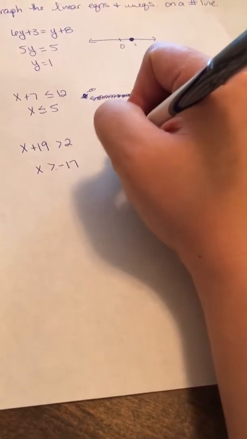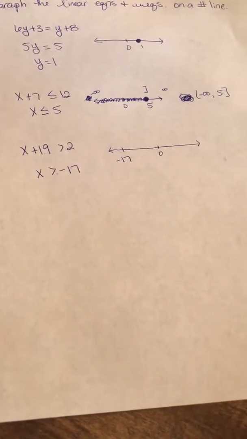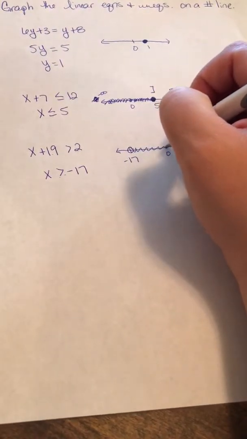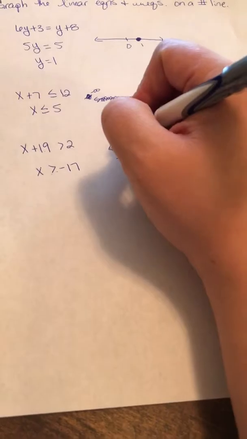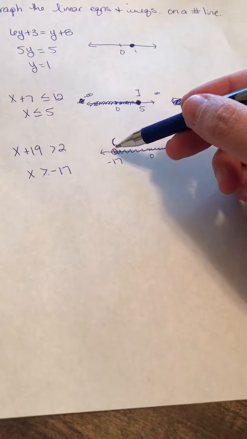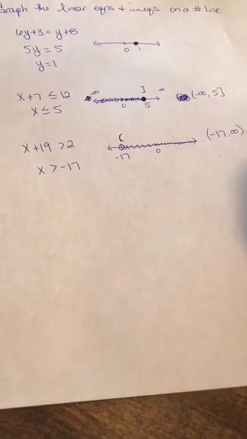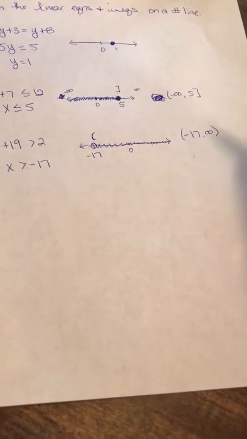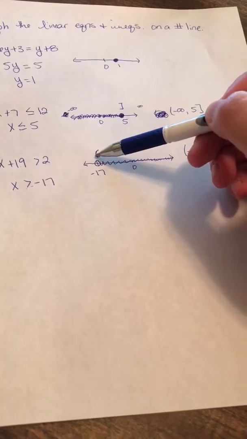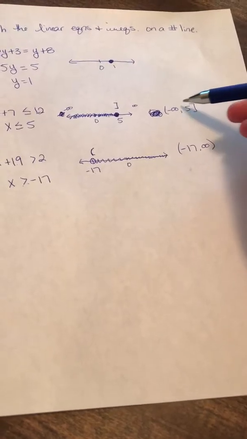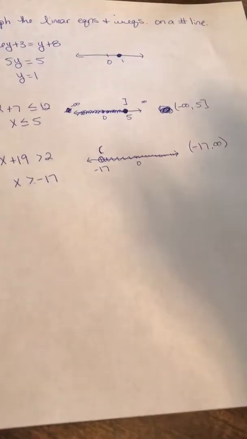So again, here's 0. Negative 17 is down here somewhere. It's strict, which means you need to use an open circle or a parenthesis. And it's greater than, so that means everything to the right. Again, if you want, you can use a parenthesis, which would lead you into interval notation because it would be negative 17 out to infinity. So some people prefer to put the parenthesis instead of the open circle. And remember, if you do interval notation, negative infinity, infinity always has a parenthesis.